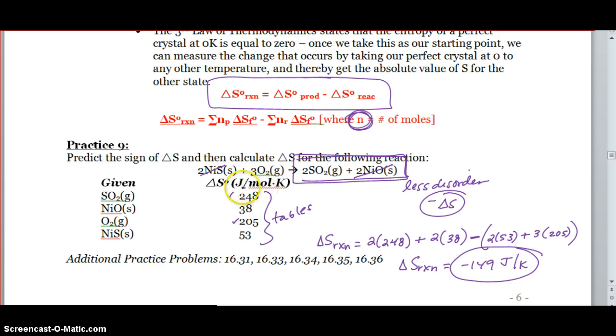Now notice these were given as joules per mole Kelvin. Mole does not appear here because these guys are moles, so we're multiplying through by moles. So as predicted, our delta S value is negative.